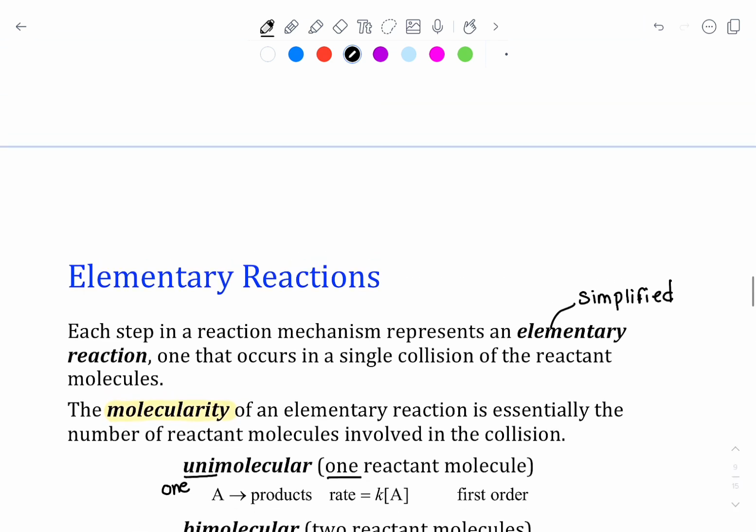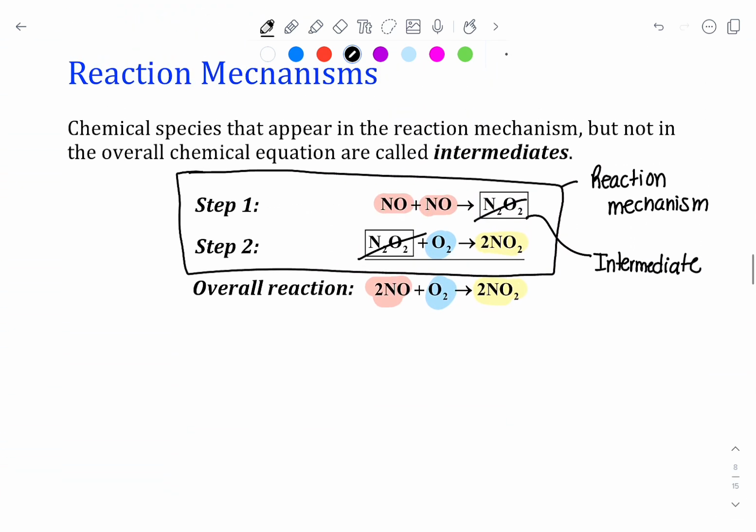So if we look back at our old example here, this first step would be bimolecular because it has two reactants, and the second step would be bimolecular as well because it has two reactants. Even though one of those is an intermediate, since each elementary step can have a different molecularity, we can have an intermediate that contributes to that molecularity.